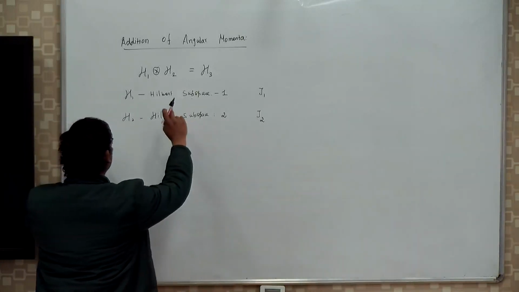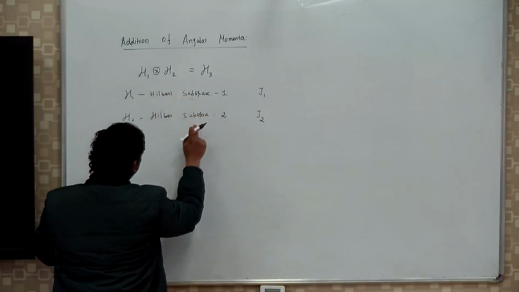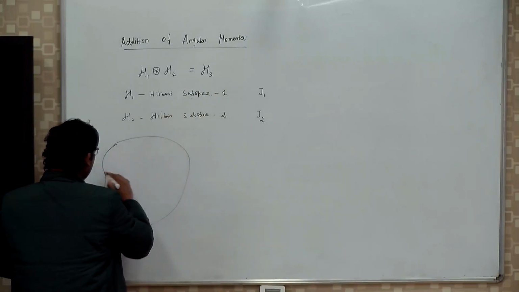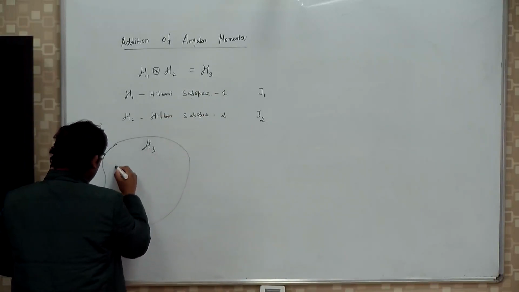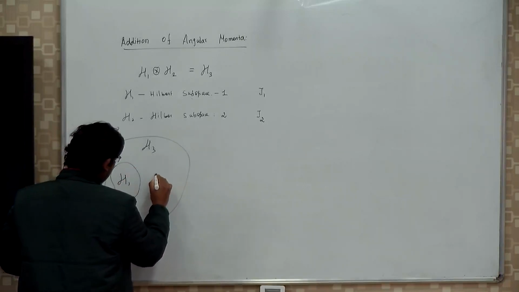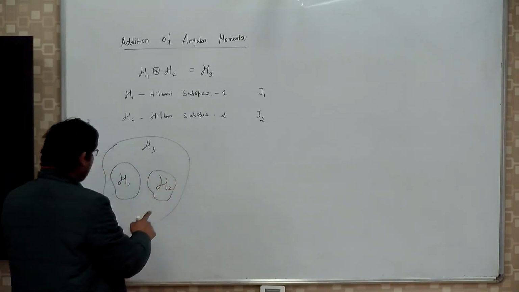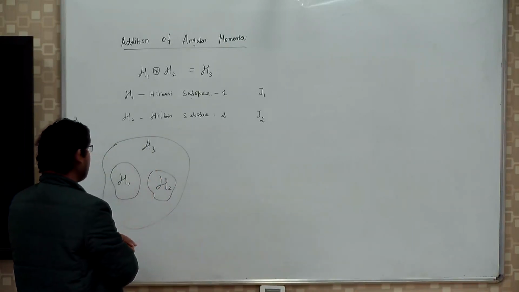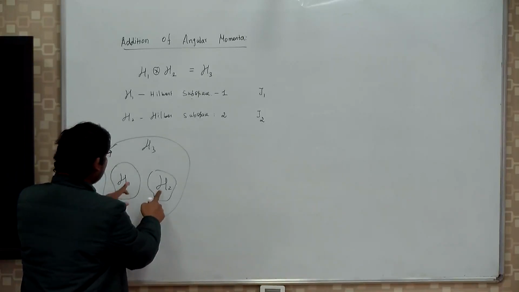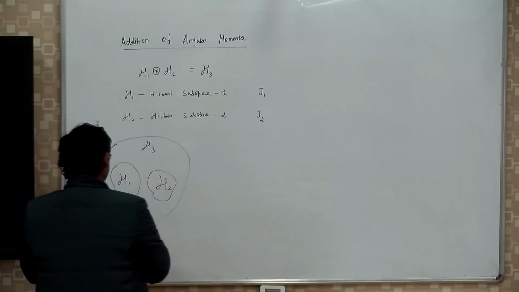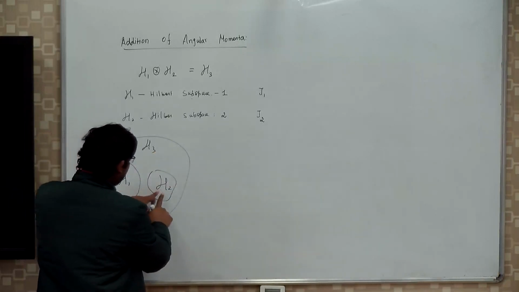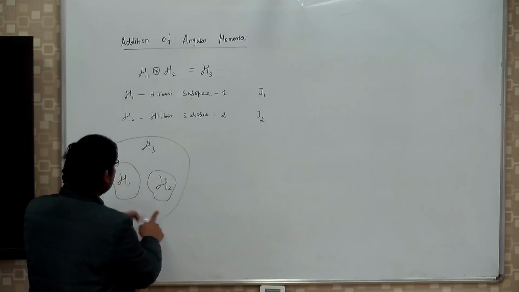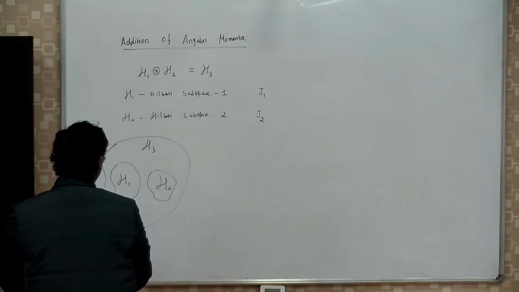By composing these two Hilbert subspaces H1 and H2, we get H3. For example, this is the H3 system, and there is an H1 system and an H2 system. If you compose these two Hilbert subspaces we get H3. So H1 is one subspace, H2 is a second subspace, and the composition of these two subspaces is an element of the H3 system Hilbert space.